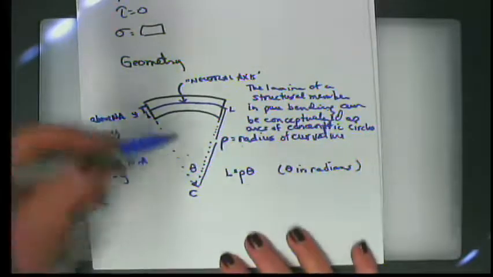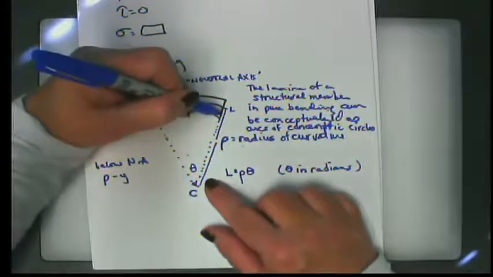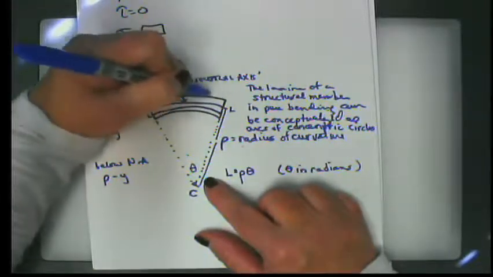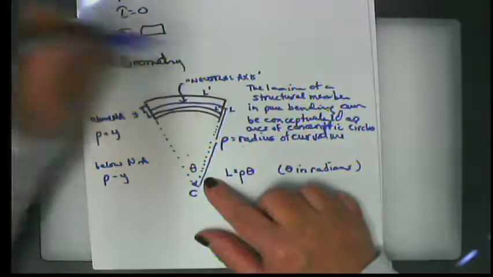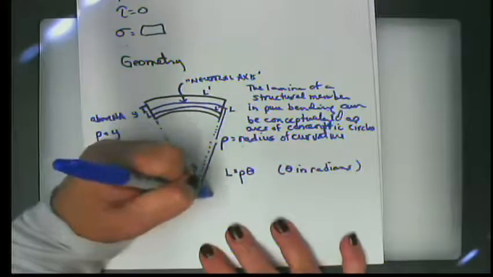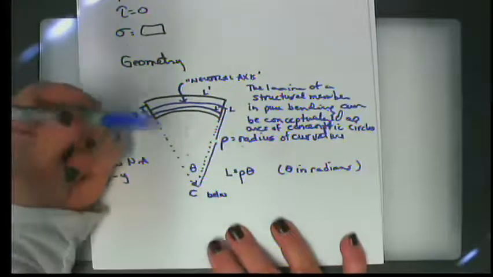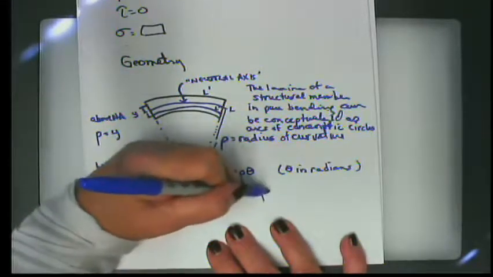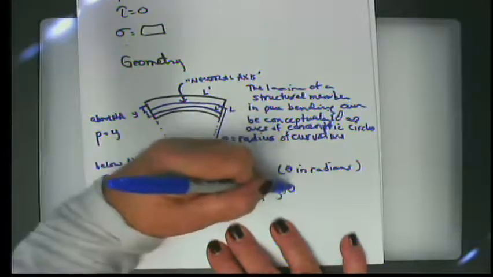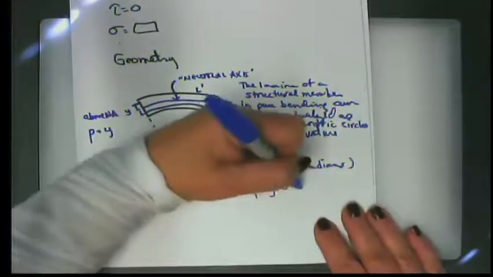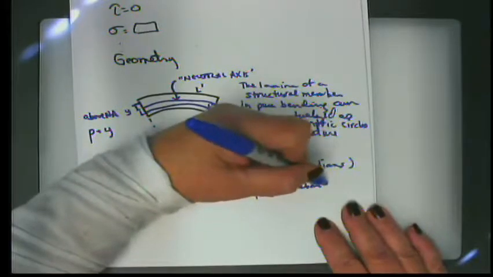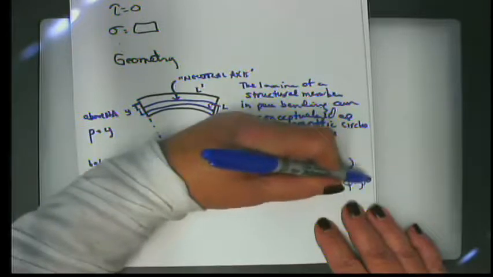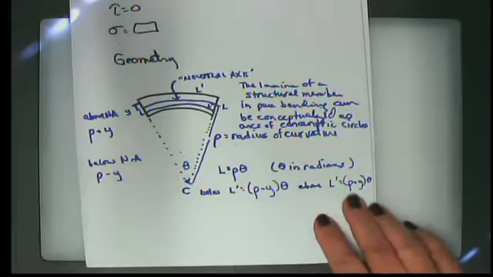And we can further say that if we call the altered length, either above or below the neutral axis, L prime, we can say below that L prime is equal to the quantity rho minus y times theta. And above, we could say L prime equals rho plus y times theta. Okay?